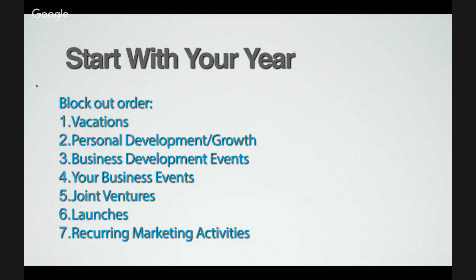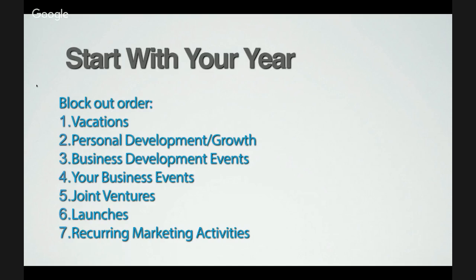Number 6 is launches. If you're going to do a launch, maybe it's a product launch, maybe it's some kind of launch, then you would schedule that number 6. And then the last thing you do is schedule your recurring marketing activities. Well, what's a recurring marketing activity? If you're going to do a blog once a week, that's a recurring marketing activity. If you're going to do a live weekly free call like you're on right now, that's a recurring marketing activity. Put those in last for your year.